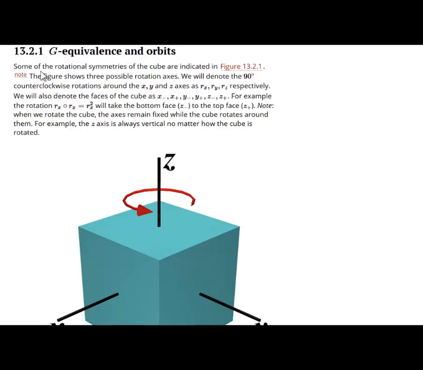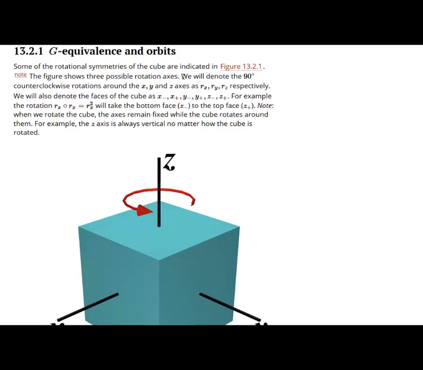Now these two ideas are related. Basically, if two structures are G-equivalent, then they're in the same orbit. And you can see this word equivalence. That indicates that we're talking about equivalence classes. So this is a notion very close to equivalence classes that we had in the previous chapter. All right, so let's make these notions clear.